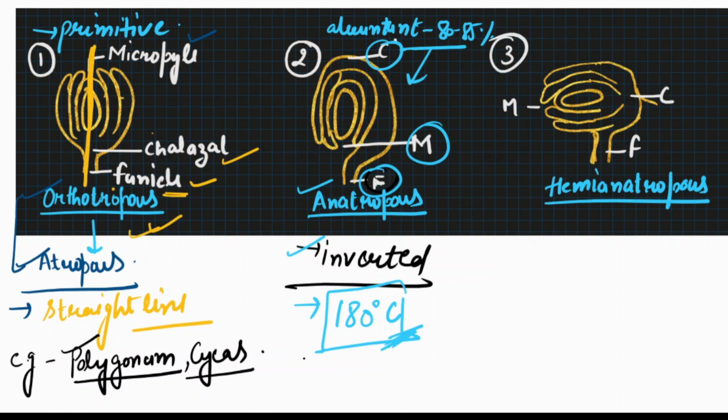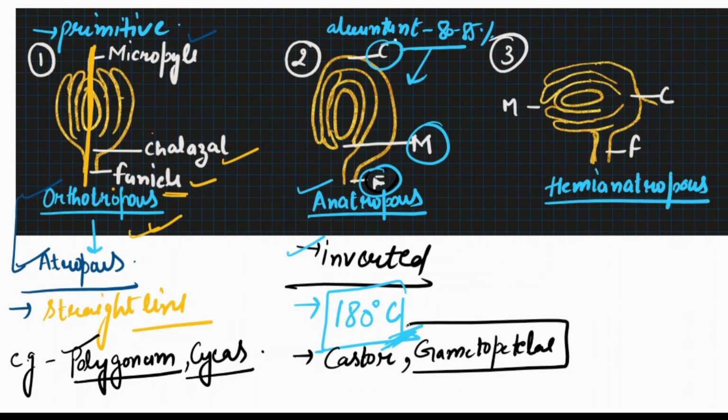If we see the different examples of the anatropous ovule, there are castor. In castor, the anatropous ovule is present, and in the family of Gametopathidae, the anatropous ovules are present. Okay, anatropous ovule is most abundant type of ovule, which is present in about 80 to 85% of the angiosperms, and in the structure of the ovule, the body of the ovule is inverted. It forms the 180 degree turn.